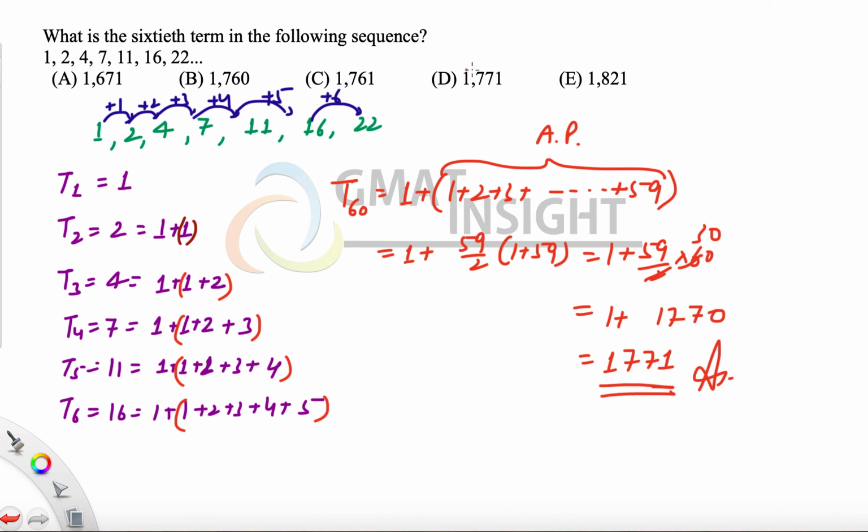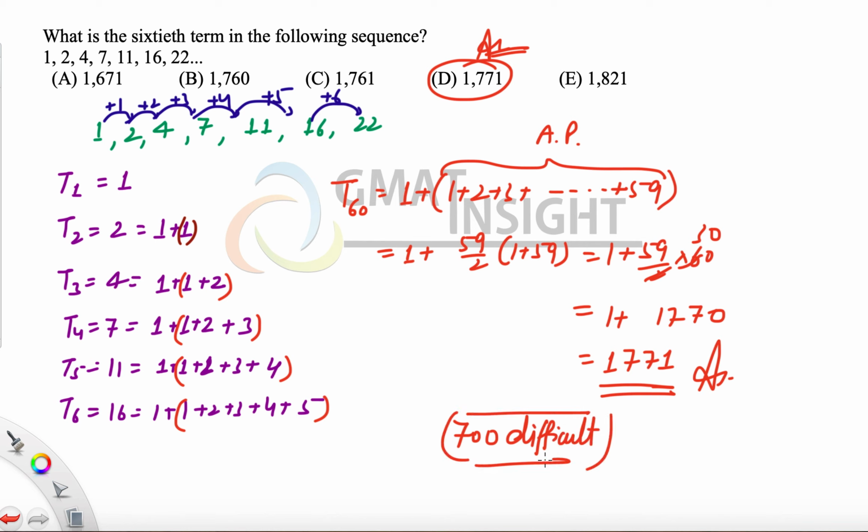That's what our answer is. And I would rate this question at 700 difficulty level. You can see how difficult it was to decipher the meaningful progression from this question.